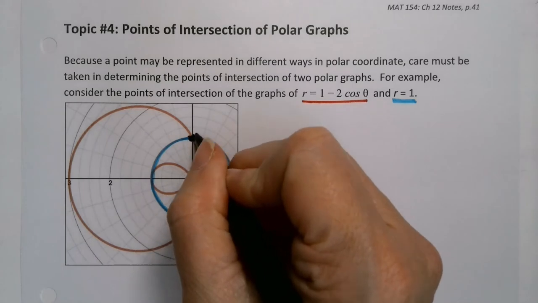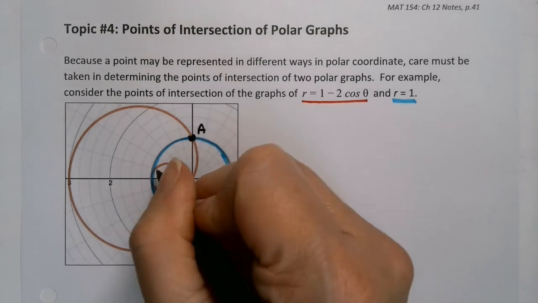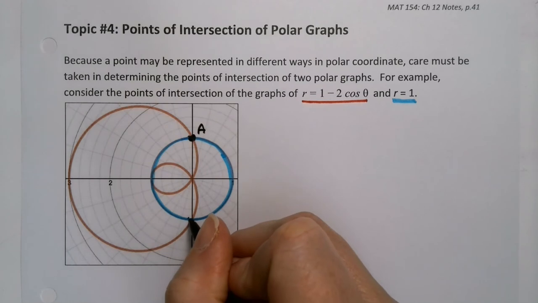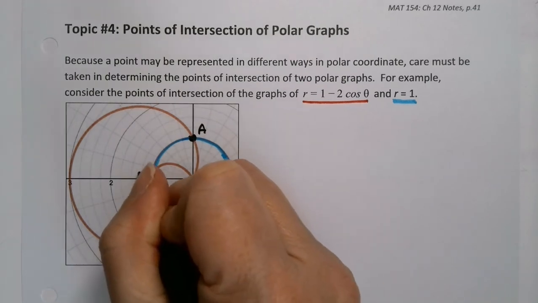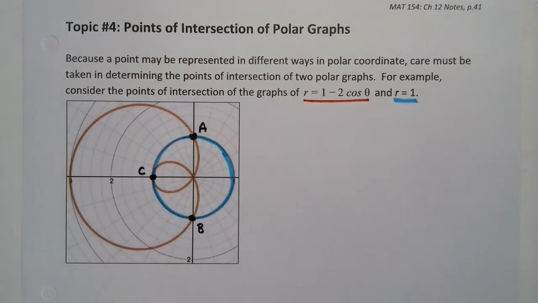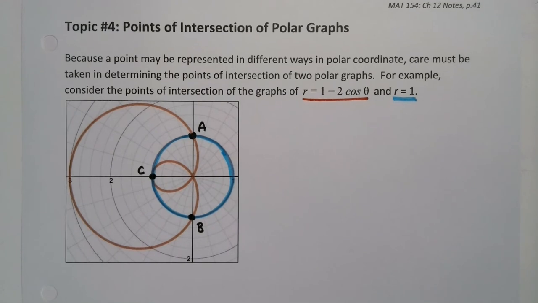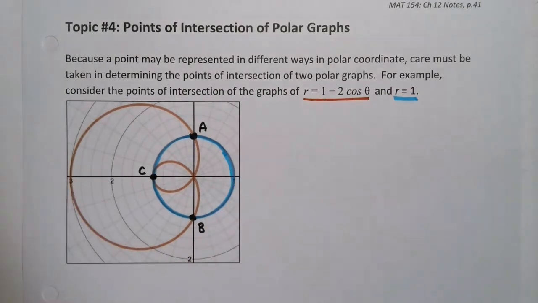There's one up here, we'll call that A. There's one down here, we'll call that B. But there's also one over here, which we'll call C. Seems straightforward enough. But if you're asked to find what those points are analytically, you might run into a little bit of trouble. Matter of fact, you are going to run into a little bit of trouble. So let's find those points analytically.